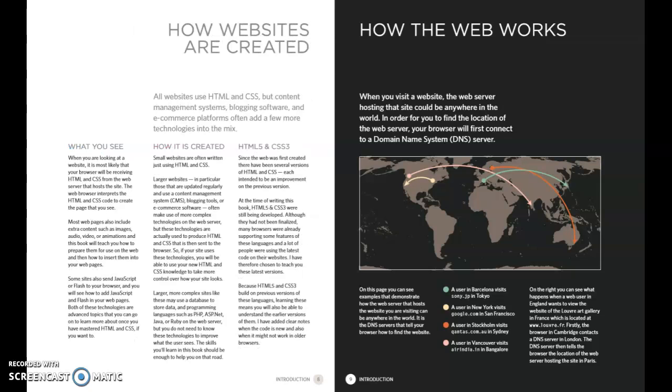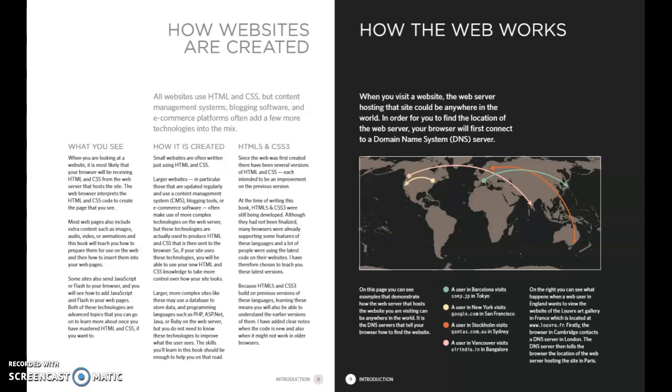All websites use HTML and CSS, but content management systems, blogging software, and e-commerce platforms often add a few more technologies to the mix. Small websites are often written using HTML and CSS, which is what we will start off using in this class, and then we will switch later to using Dreamweaver and Flash and Fireworks, which are Adobe software.